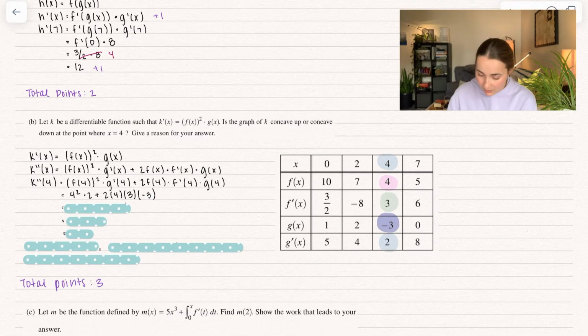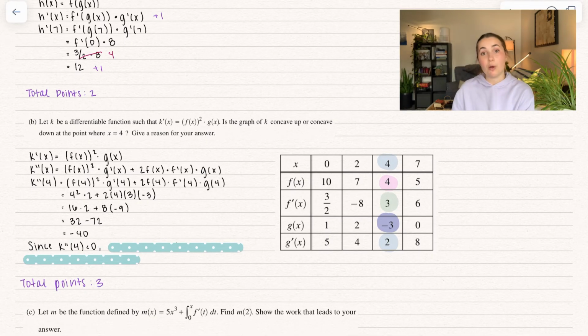Now we get to do algebra. So first we get 4 squared times 2. That's going to be 16 times 2. I multiplied 2 times 4, which is equal to 8. 3 times negative 3 is negative 9. We get 32 minus 72, which gives us negative 40. So remember, we're talking about concavity. Since the second derivative is less than 0, it's negative. That tells us that k is concave down at x equals 4.